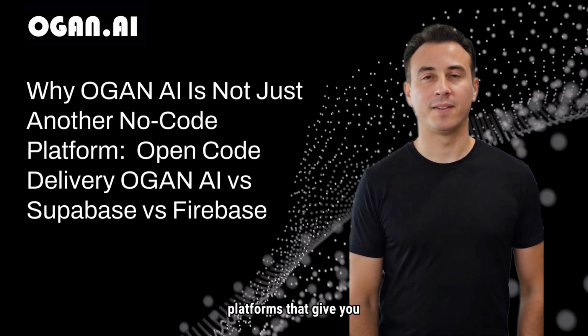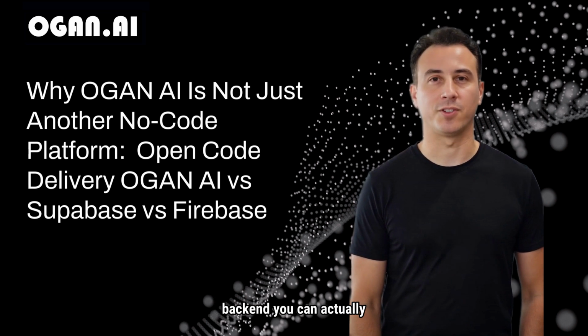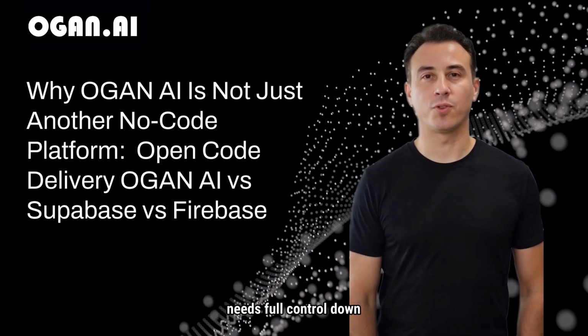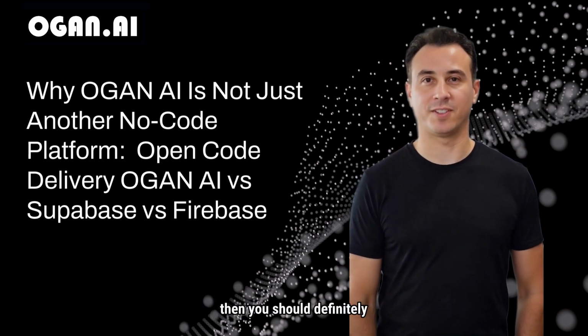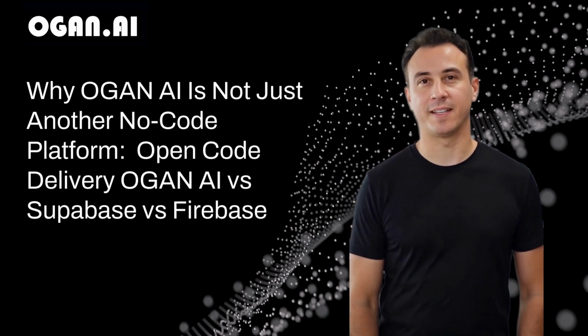If you're tired of platforms that give you speed but no freedom. If you want a backend you can actually own, modify, host, or migrate on your own terms. And if you're building something ambitious that needs full control down the line, then you should definitely check out OGAN AI. It's fast, it's flexible, and most importantly, it's yours.